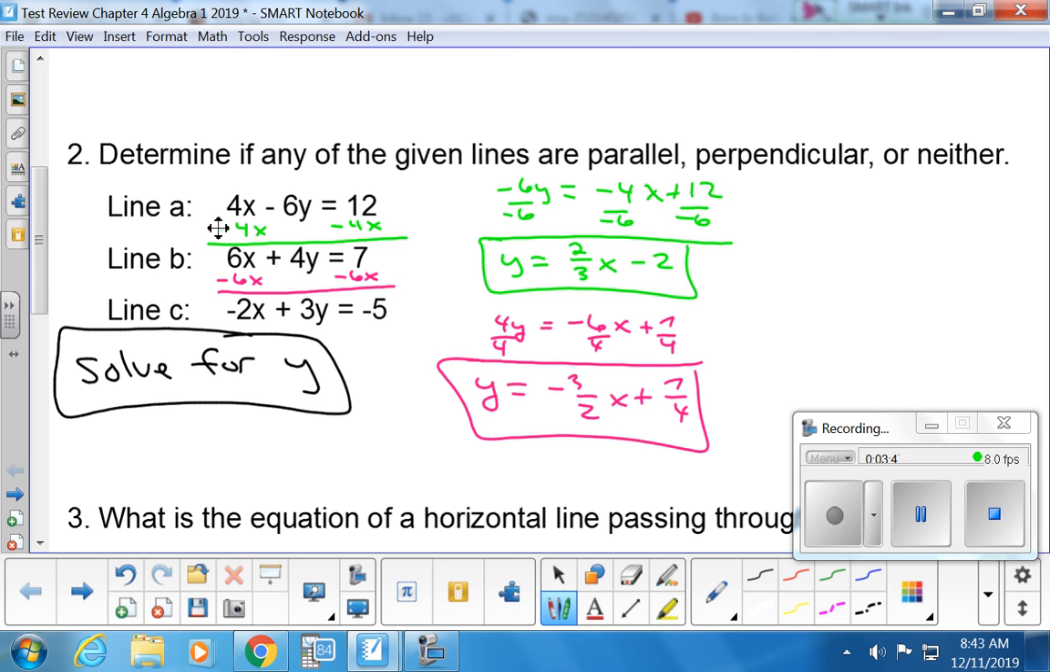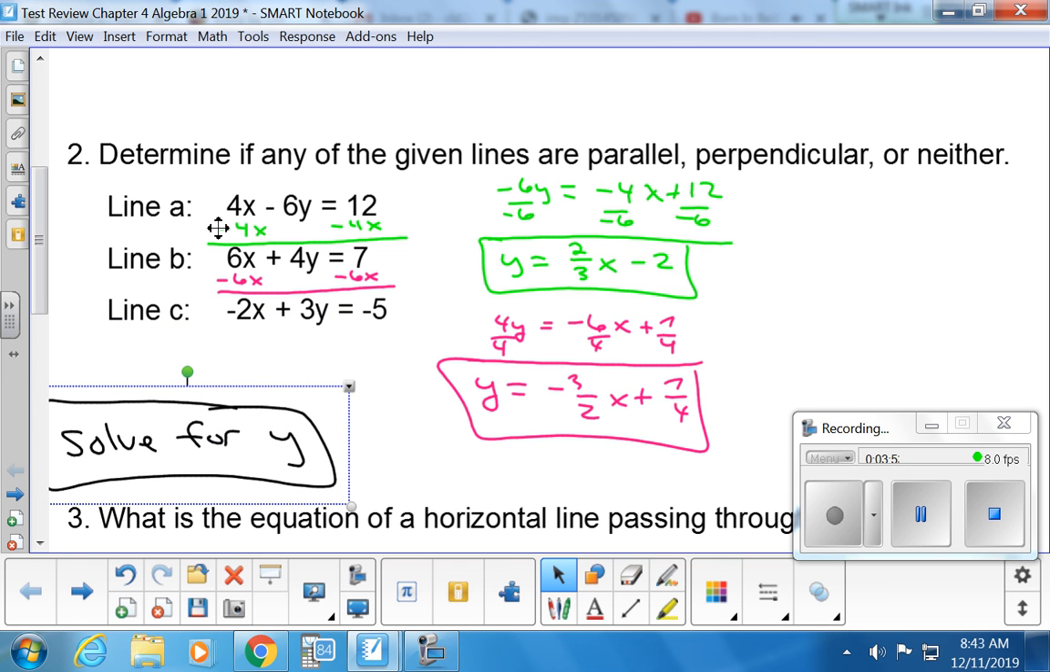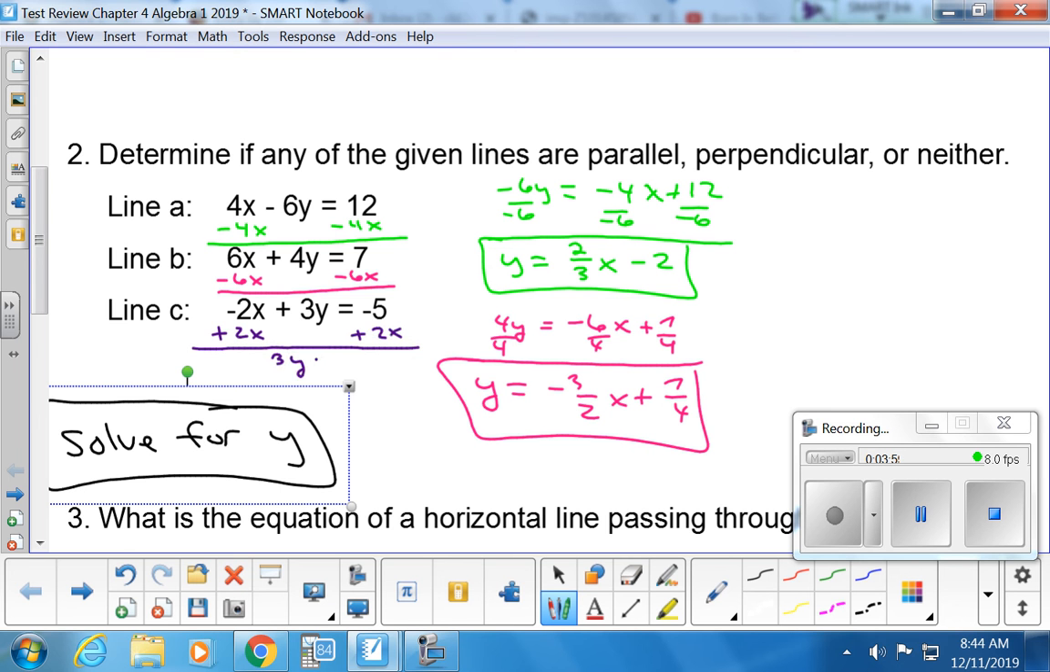Let's figure out line C. I would start it off by moving the 2x to the other side. That gives you 3y equals 2x minus 5. Divide everybody by 3. That actually means line C is the same slope as line A, so A and C are parallel.